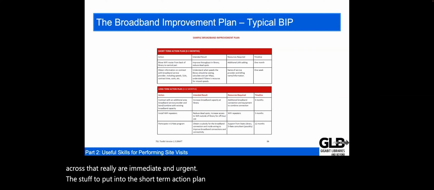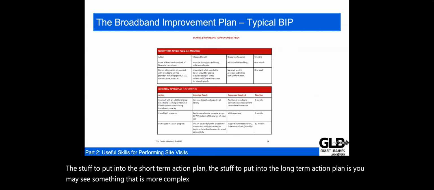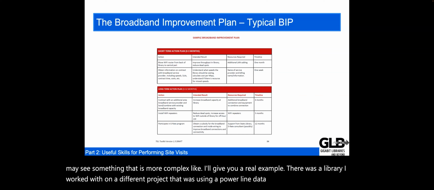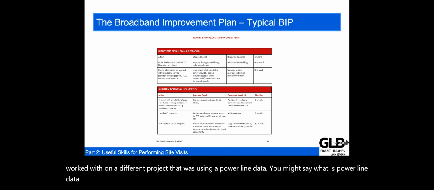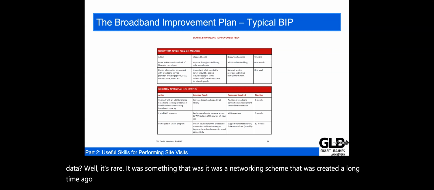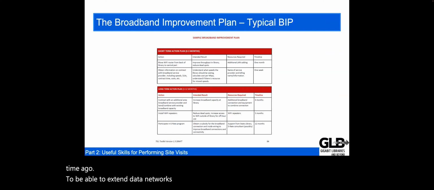The stuff to put into the long-term action plan is you may see something that is more complex. Like, I'll give you a real example. There was a library I worked with on a different project that was using power line data. You might say, what is power line data? Well, it's rare. It was a networking scheme that was created a long time ago to be able to extend data networks over power lines.